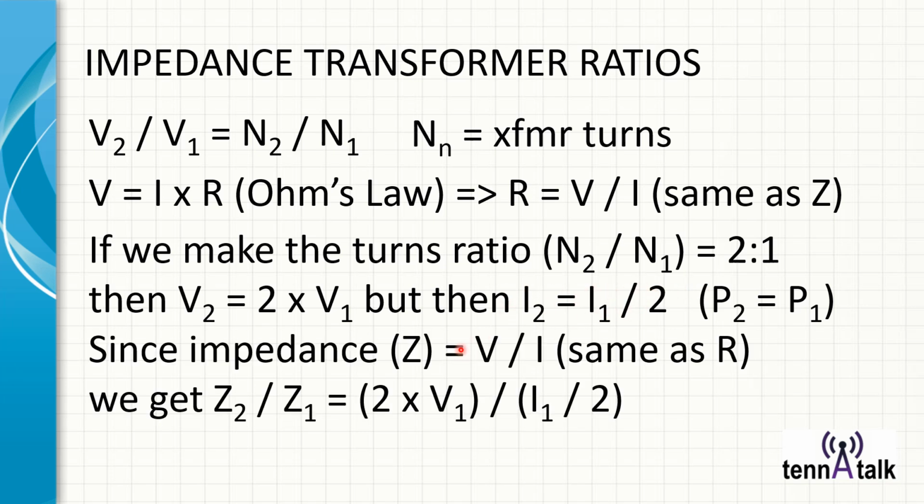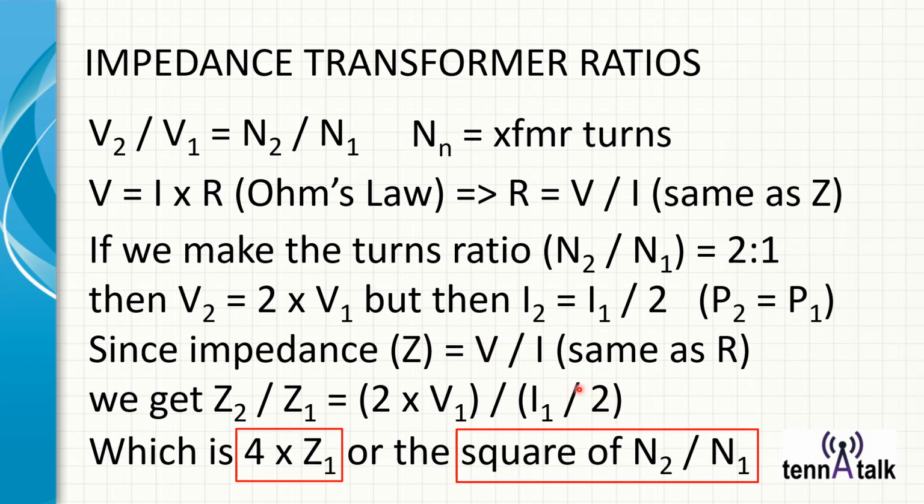But because impedance is voltage over current, if we double the voltage and halve the current, guess what? We get 4 times V over I, or impedance Z, and that gives us the square of the turns ratio. So the impedance ratio is always the square of the turns ratio. And that's a very handy thing to know.